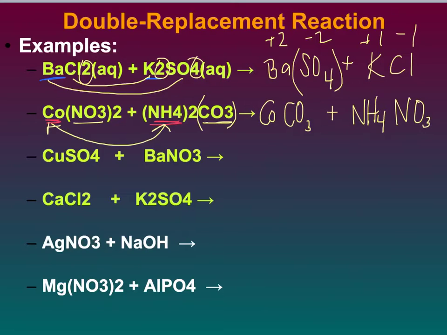If we look at charges, cobalt is +2, carbonate is -2, those are fine. NH4 is +1, that's on the back of your periodic table or on your reference sheet. Nitrate is -1, we don't need subscripts there. So far, we've already predicted products of two double replacement reactions. What I want you to do is try these last four. See if you can predict these products, and then check your answers on the PowerPoint on your student login.